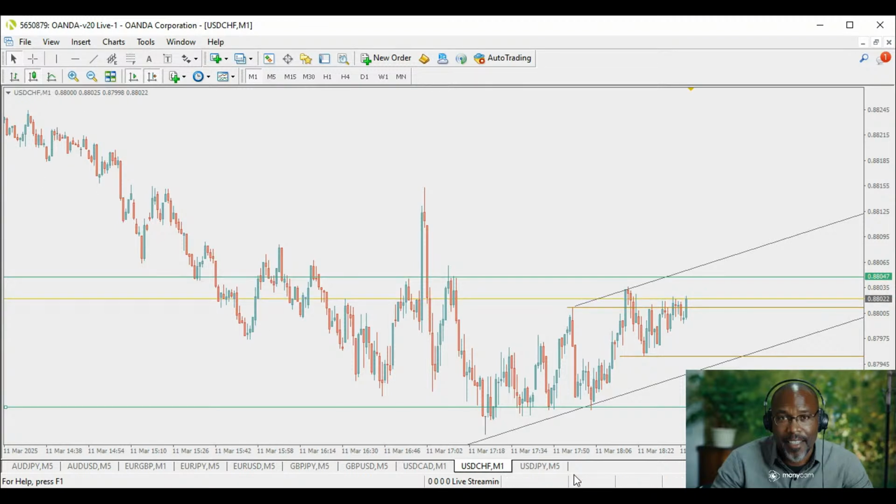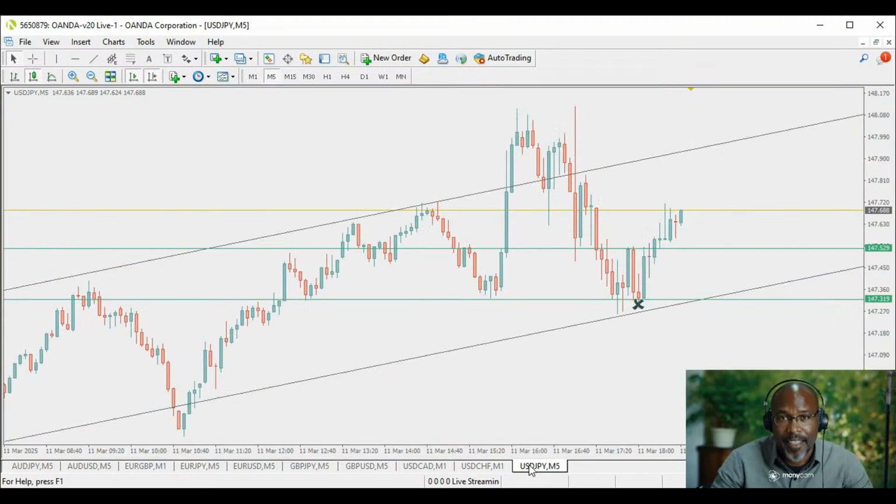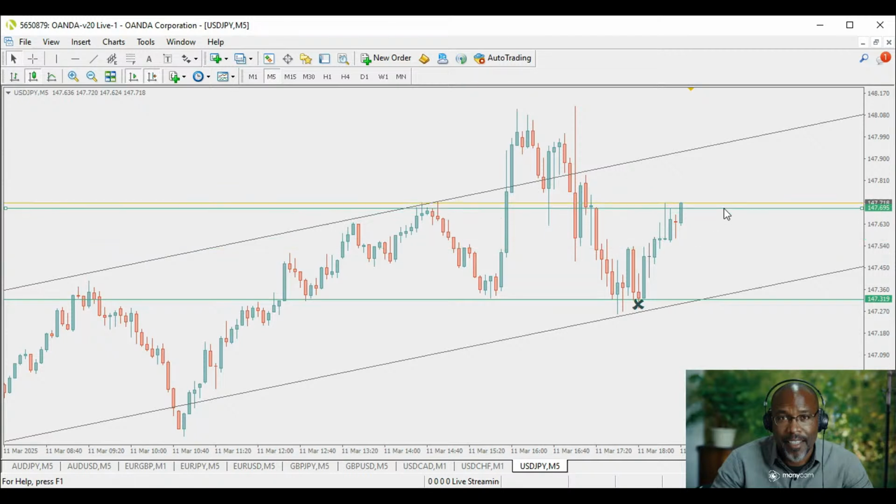US dollar, Japanese yen. It's gone nowhere in 5, 10, 15, 20 minutes. It's pushing against 30-minute resistance. I do not wish to play.